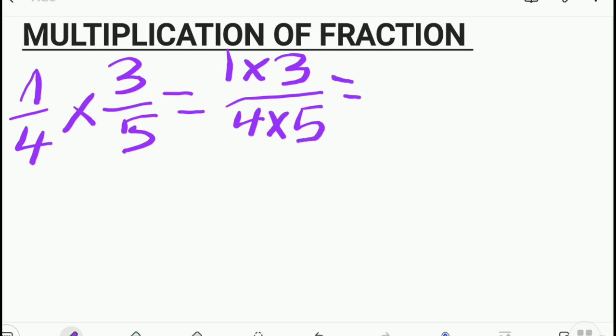It means that we have 1 times 3 is equal to 3 divided by 4 times 5 is equal to 20. That fraction cannot be simplified more than this.